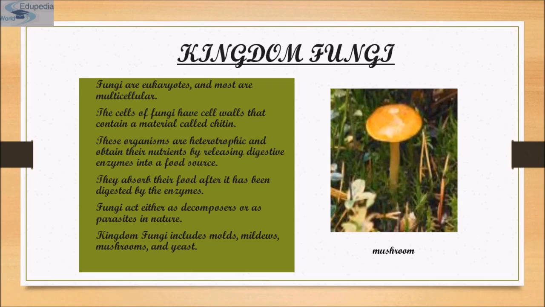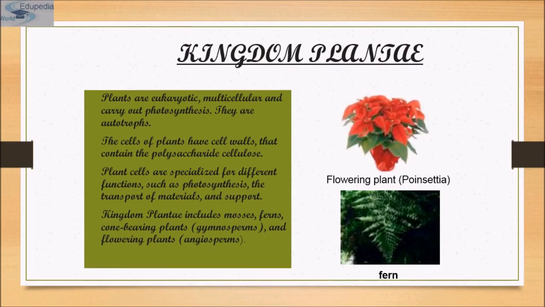Now comes the kingdom Plantae. Plants are eukaryotes, multicellular, and they carry out photosynthesis. We very well know that. The cells of the plant have cell walls, undoubtedly, which is a distinguishing feature of it, and they contain the polysaccharide cellulose.